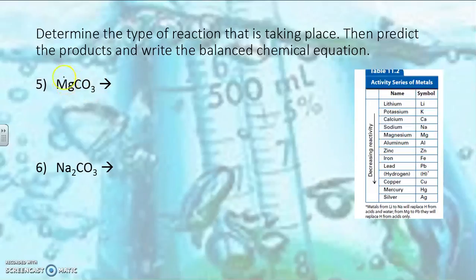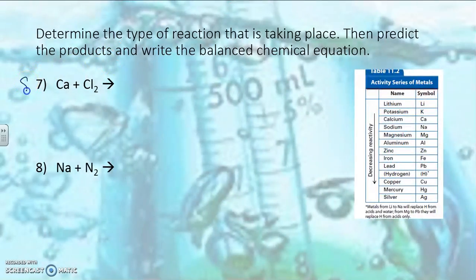MgCO3. Oh, I didn't realize this one was in here. We can't do that one. Let's change that. Let's make that MgO. Huh? What kind of reaction is it? It's a decomposition reaction. It's a binary decomposition reaction. So it's gonna break apart into magnesium and oxygen gas. Simple enough, right? We're not going to do number 6 because I didn't show you that kind of decomposition reaction. That would be unfair. All right, number 7.